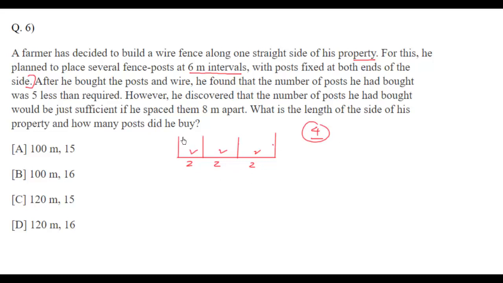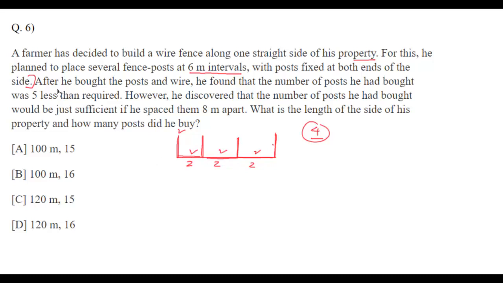Because we are starting with one pole, obviously this pole has to be counted. Then after every interval we have one pole. So obviously the number of intervals will be one less than the number of poles, or we can say that the number of poles will always be one more than the number of intervals, right?